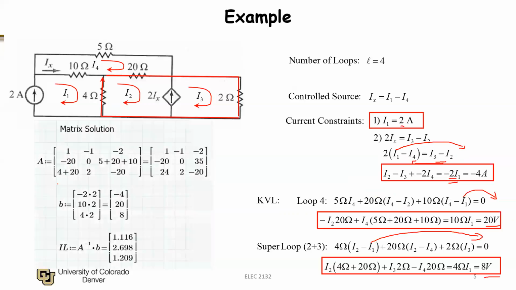And I could have written this as a 3 by 3 matrix as well. Okay. And it gives me exactly the same answer, of course, where I1 is 2, which is known. And I get the same values for I2, I3, and I4. So this concludes our presentation on mesh analysis with an example. And hopefully this gives you enough leverage to solve any circuit that you want using a mesh analysis.